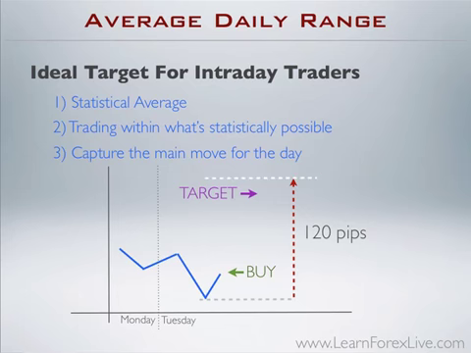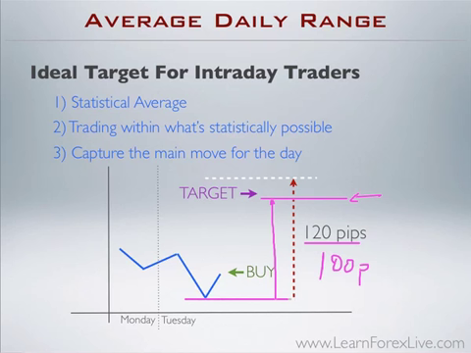So my personal recommendation, what I do myself in my own trading, is to shoot for somewhere between 80 and 85% of the average daily range. So if the statistical average is 120 pips, what I usually do is shoot for 100 pips, okay? Simply take the low for the day, project 100 pips to the upside, and that's where you want to exit. That's where you want to locate your final target.